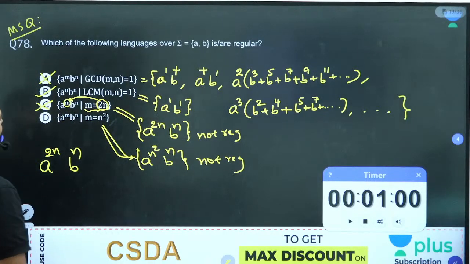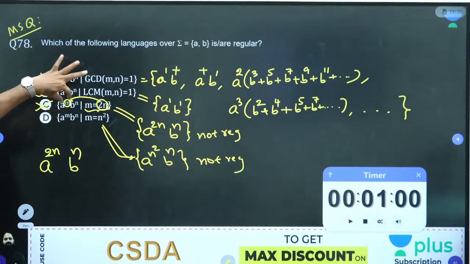Are you trying to say? I don't understand. Able to get it? M value is 2n. Clearly it's a man.